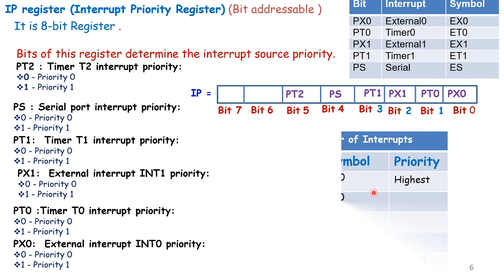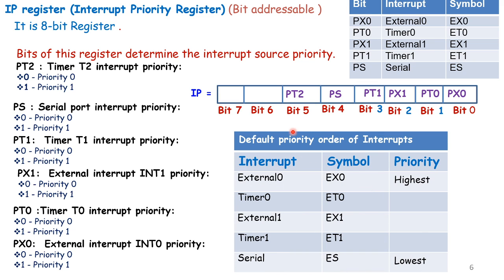So how will the priority be decided? The default priority order will be like this. These are the interrupts and their symbols. The highest priority is given to external interrupt 0. Then the priority keeps decreasing, and the lowest priority interrupt is the serial interrupt. So by default, these priorities are decided by the 8051 microcontroller.